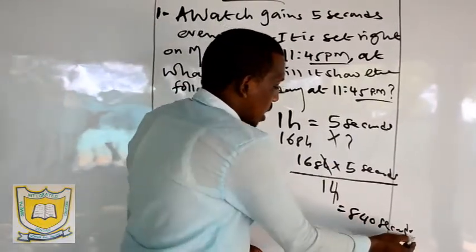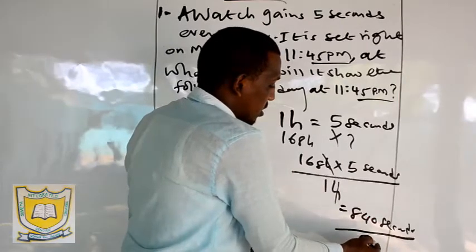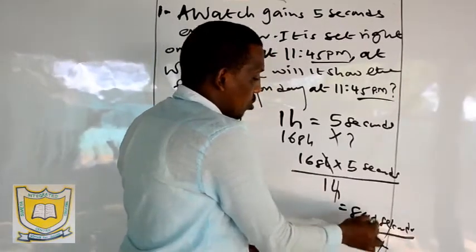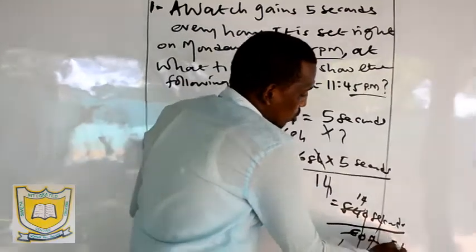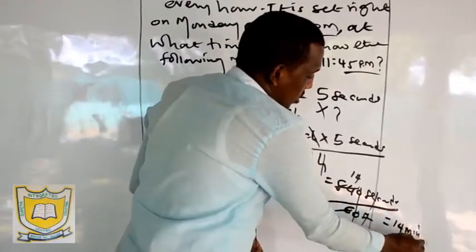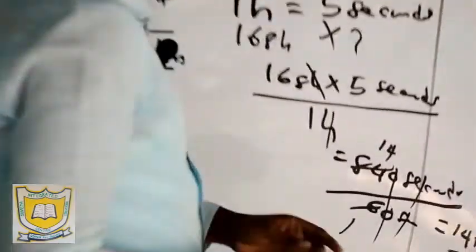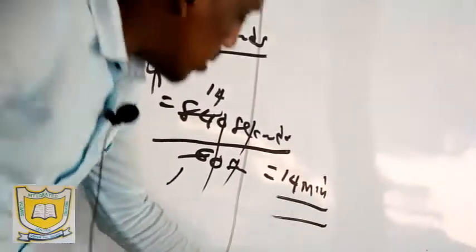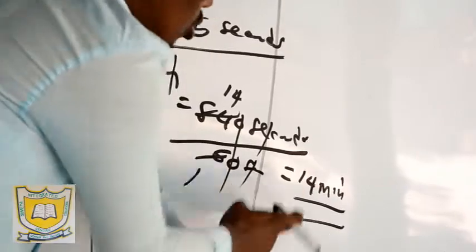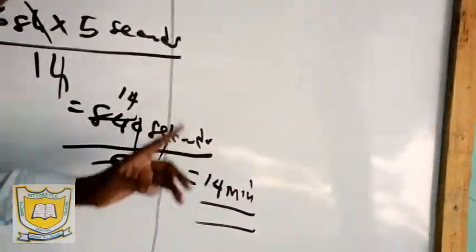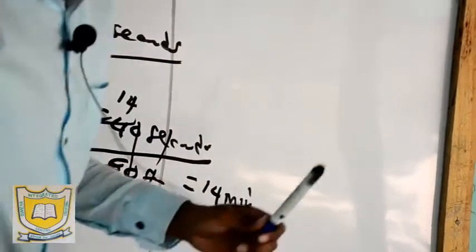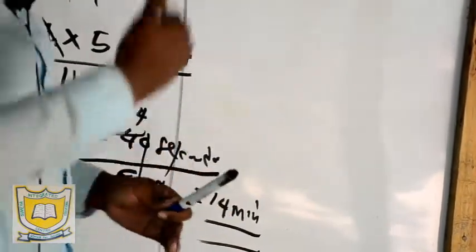Now let us change to minutes. 60 seconds, cancel by 6, 14 minutes. So which is equal to 14 minutes. So the watch was gaining 14 minutes. So now they said what time will it show the following Monday at 11:45 p.m. So what we do now, it was gaining.